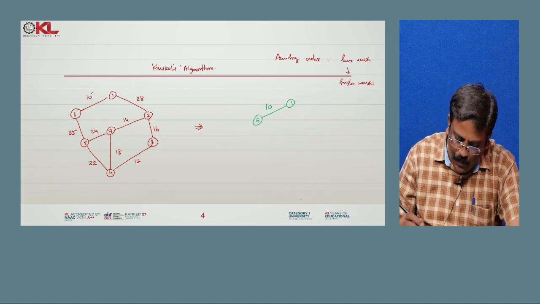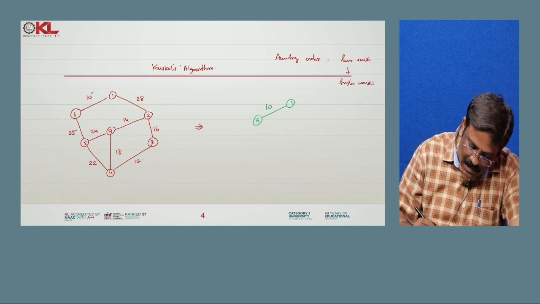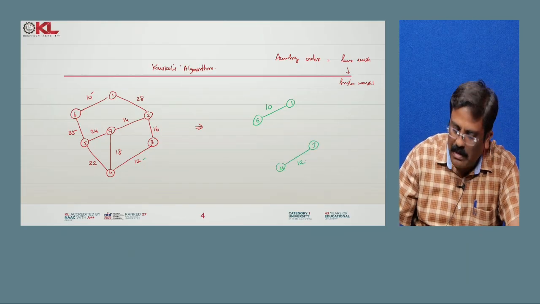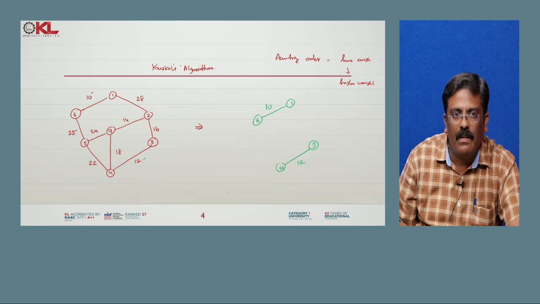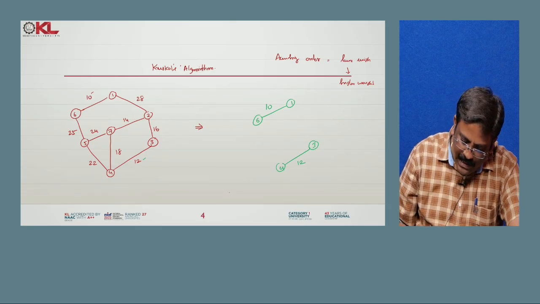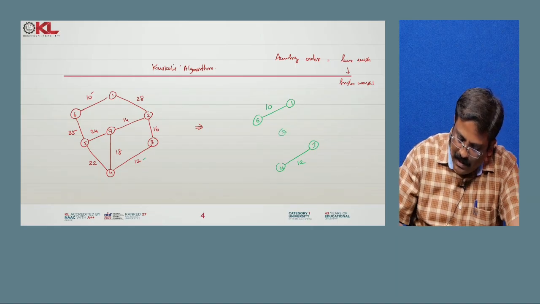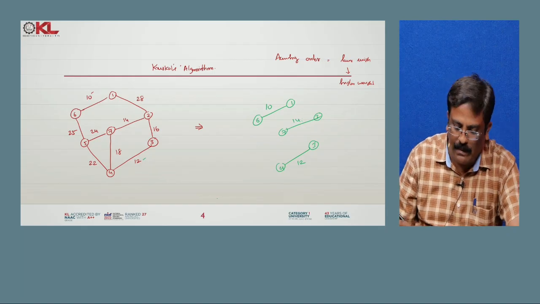Accordingly, we can choose the next least weight, which is 12 between 3 and 4. So we choose 4 to 3, that is 12, in step 2. Then what is the least weight after that? The least weight is between 2 and 7. So we can choose 7 and 2, that is 14. This is the next edge we can form.